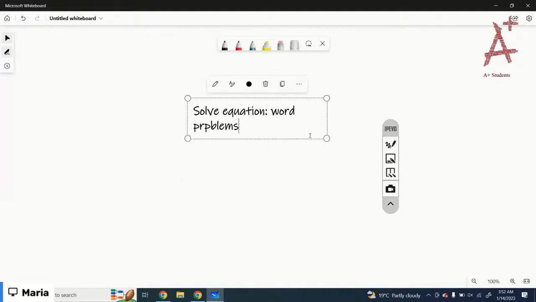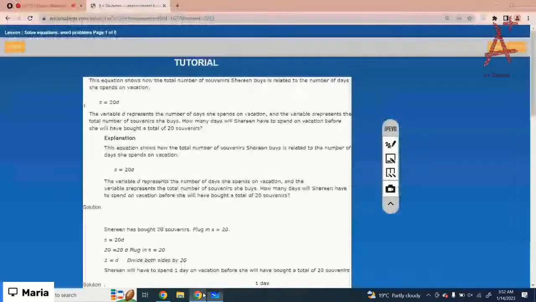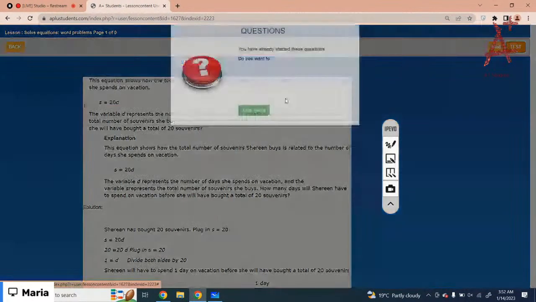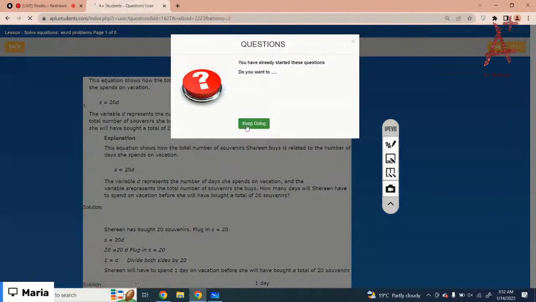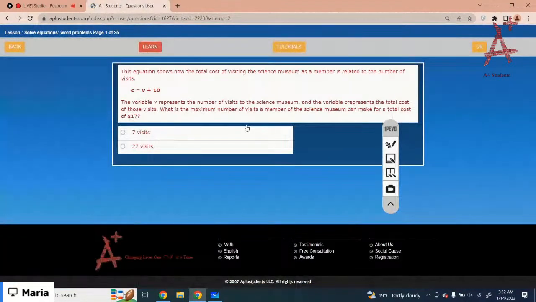Okay, let's start with the first example. So let's start with the test. You're given the equation, got it? You just have to find a relationship between the variables. This equation shows how the total cost of visiting the science museum as a member is related to the number of visits. C equals V plus 10.